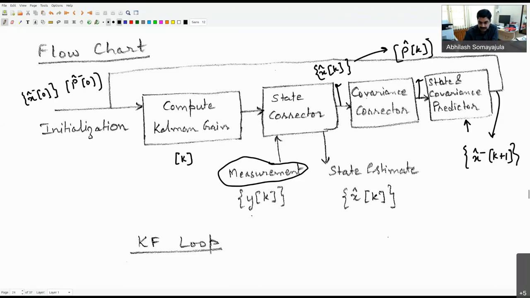Sir, can you explain once again what is the role of the covariance factor?